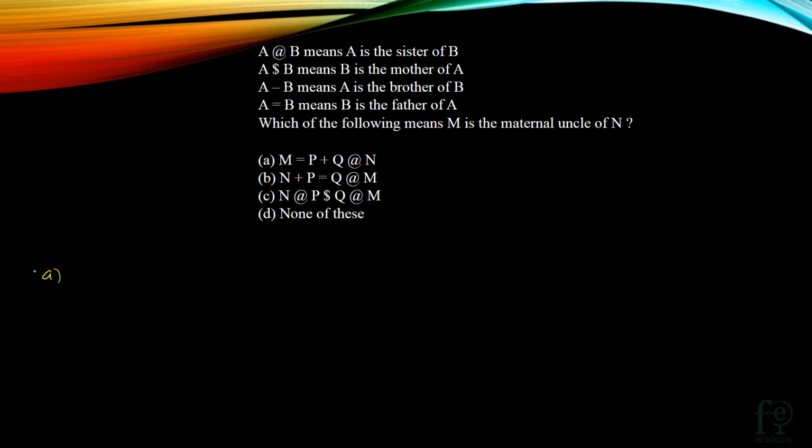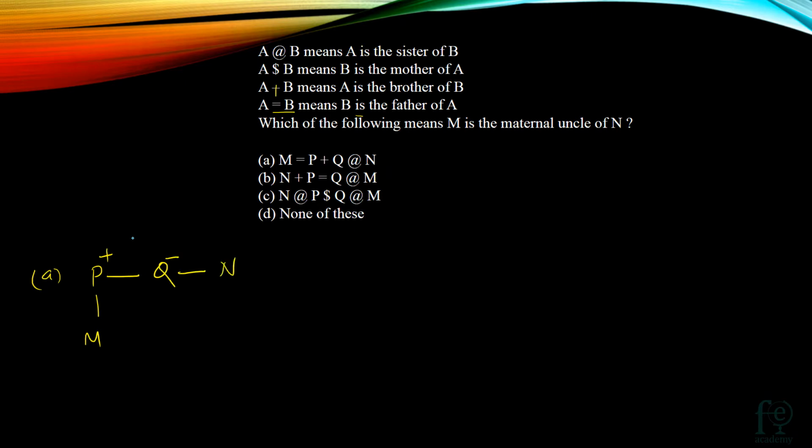So let's represent the options. So M equal to P. M equal to P means P is the father of M. Okay, so this is very important. A equal to B means B is the father of A. So M equal to P means P is the father of M. Now P plus Q. A plus B means A is the brother of B. So P plus Q means P is the brother of Q. Now Q at N. Q at N means Q is the sister of N.